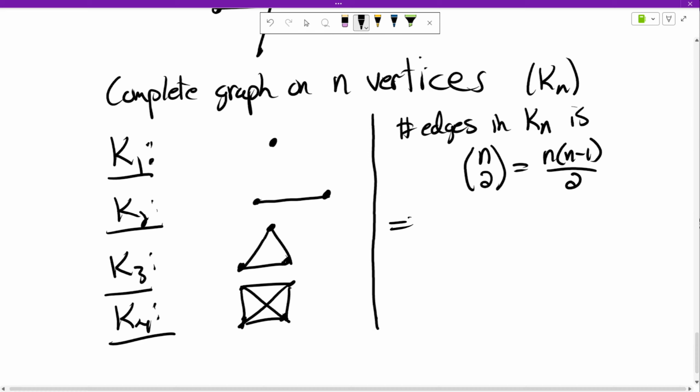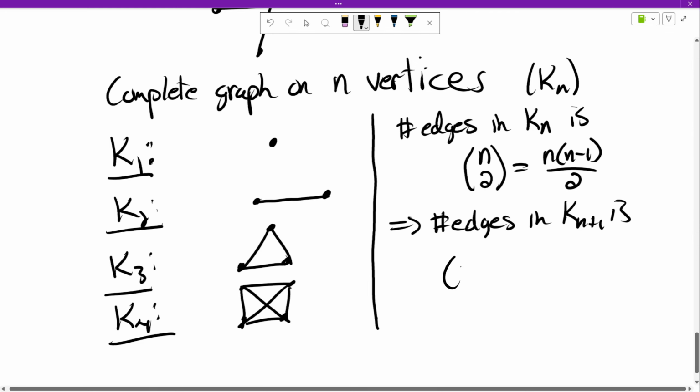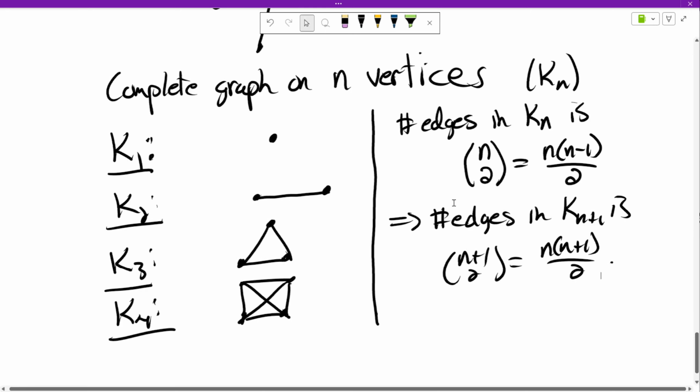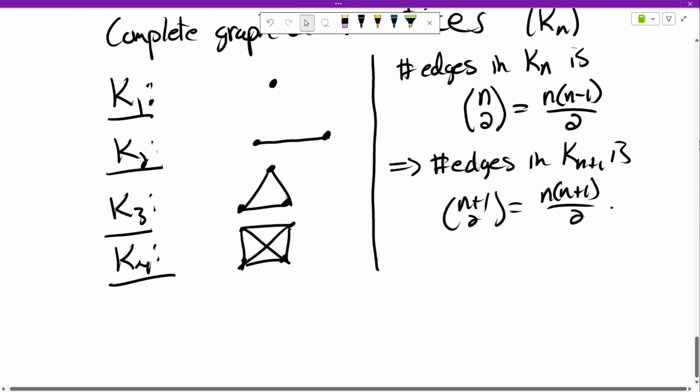In particular, this tells us that the number of edges in Kn plus 1 is n plus 1 choose 2, which might look familiar. It's the formula for the number choose 2. And that's exactly the right-hand side of the Gauss summation formula. So this is telling us maybe we can use some graph theory to prove this with induction. So let's keep this in mind.